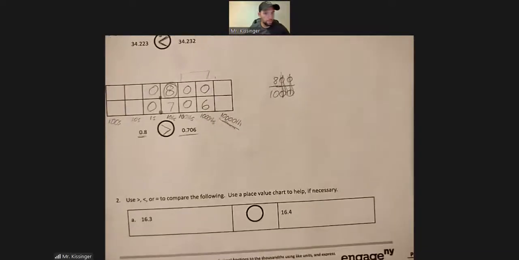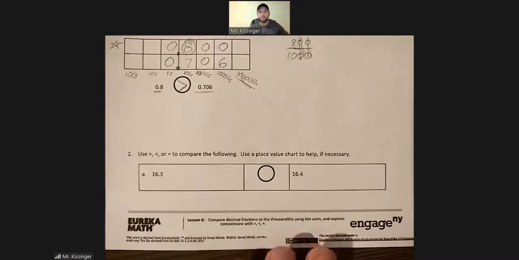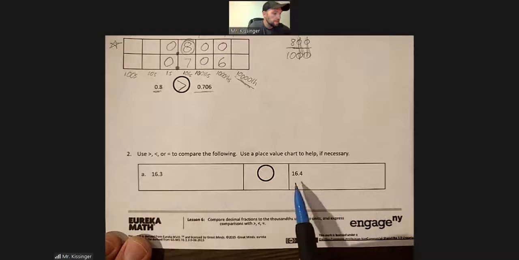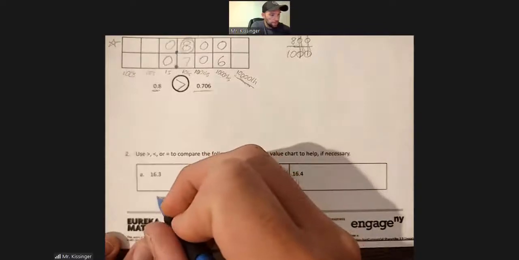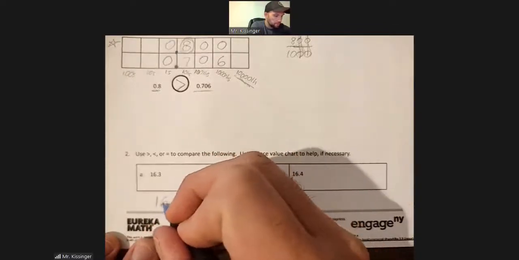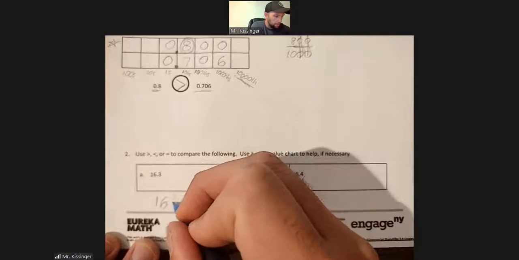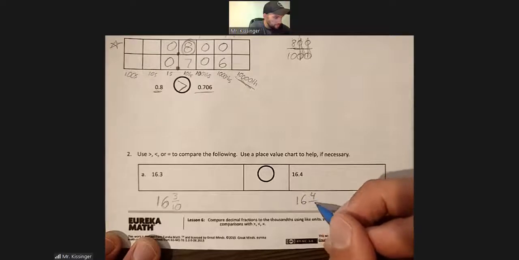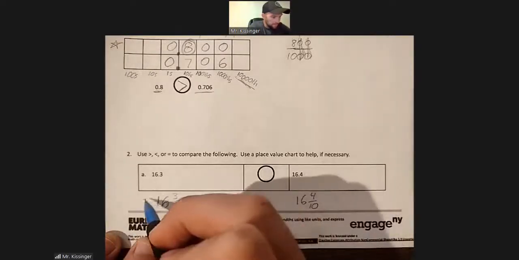All right. So let's do one more. It says use greater than, less than, or equal to signs to compare the following. Use a place value chart to help if necessary. So we'll look at 16.3 or 16 3/10, and then we have 16.4 or 16 4/10. So if I change these to mixed fractions, I'm going to do 16 3/10, 16 4/10. Well, we know the 16s are the same.